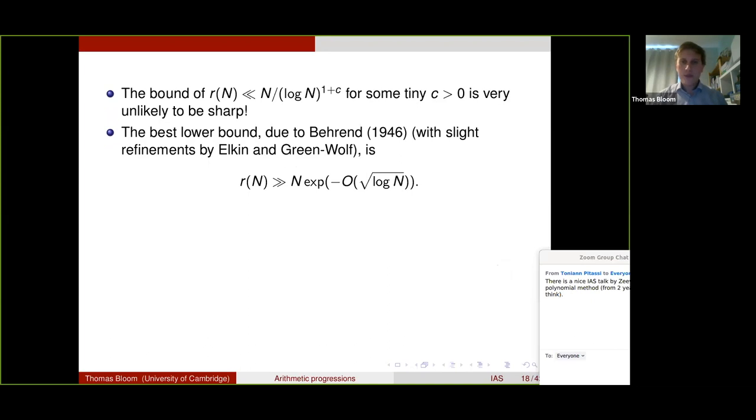In particular, this is due to Behrend in 1946. There are slight refinements by Elkin and Green-Wolf, which are the most up-to-date bounds, but they don't actually change the way I've written the bound here. In particular, they don't even change this constant here. So essentially, this bound is still due to Behrend, and you're looking at something 80-odd years old. And it's n times e to the minus, basically, square root of log n, up to constants. Polynomial saving in n.